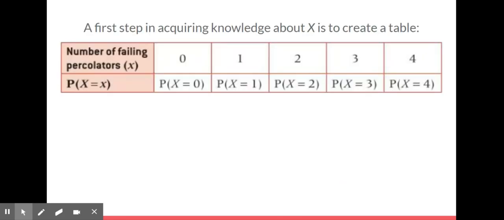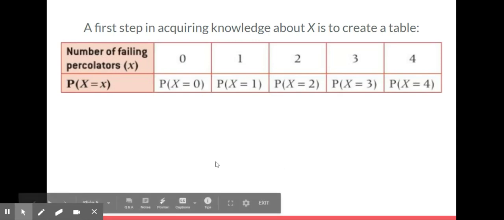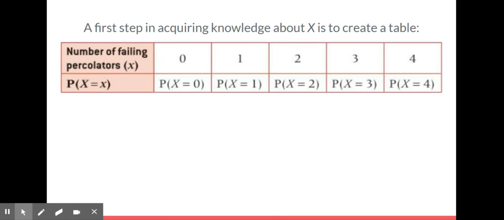All right, so the first step in acquiring knowledge about X is to create some kind of table. These tables are going to look very similar. Your first row is going to be that domain that we had just talked about. How many numbers are you talking about? In this case, the number of percolators failing. We can have 0 that failed, 1 failed, et cetera. Your second row is going to be the probability that each of those things happened. So the probability that 0 percolators failed, or the probability that 1 percolator failed.